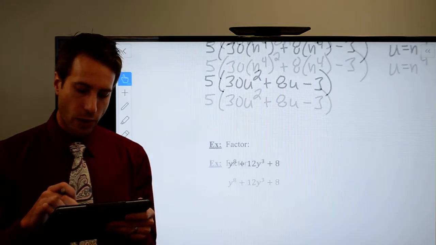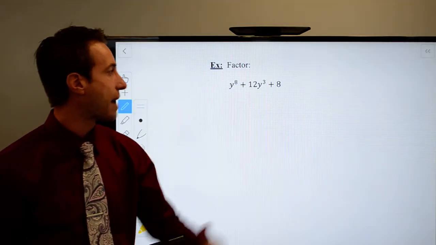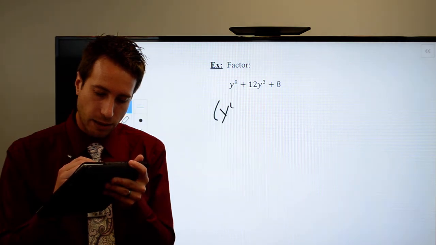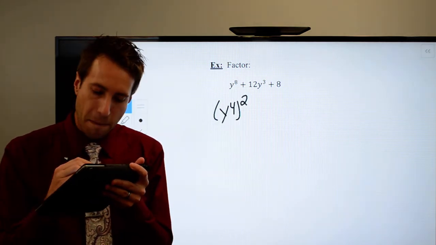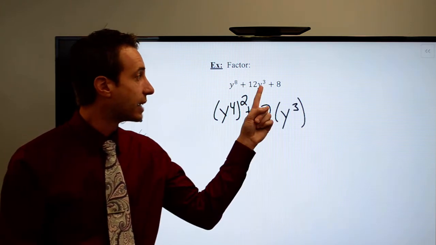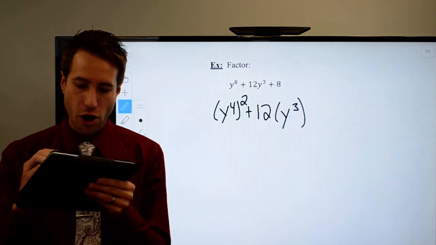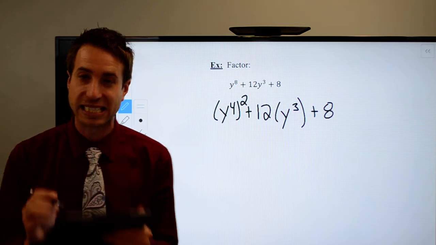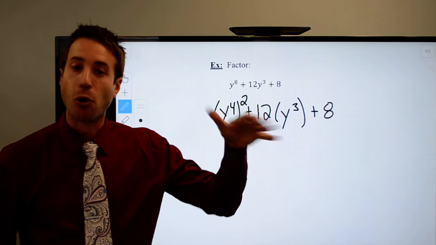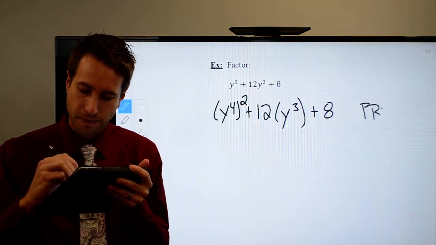But guys, it's not always going to work. For example, if we take a look at this one, I recognize right away I don't have a GCF, but this y to the 8th, I can rewrite that as y to the 4th squared. But the problem is, I don't have a y to the 4th here, I have a y to the 3rd, and these quantities are not the same, which means I cannot use this quadratic form method for factoring this, and so what I find is that this is prime.